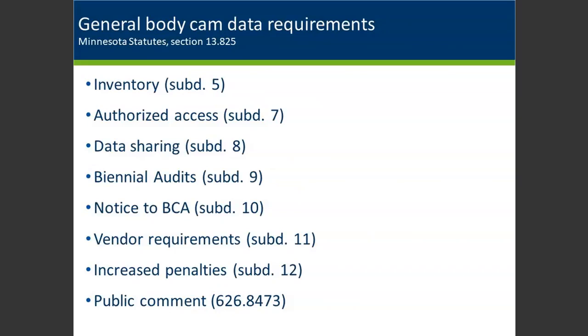If law enforcement agencies obtain new surveillance technology that expands the scope of their surveillance capability with body cameras beyond the scope of video or audio recording, they must also notify the BCA within 10 days. There are certain vendor requirements as well outlined in subdivision 11 and also increased penalties for willful violations in subdivision 12. I also have section 626.8473 listed here, and that section requires law enforcement agencies to allow for public comment and create written policies and procedures before it purchases body cameras or implements a body camera program. So these are just important things to be aware of.